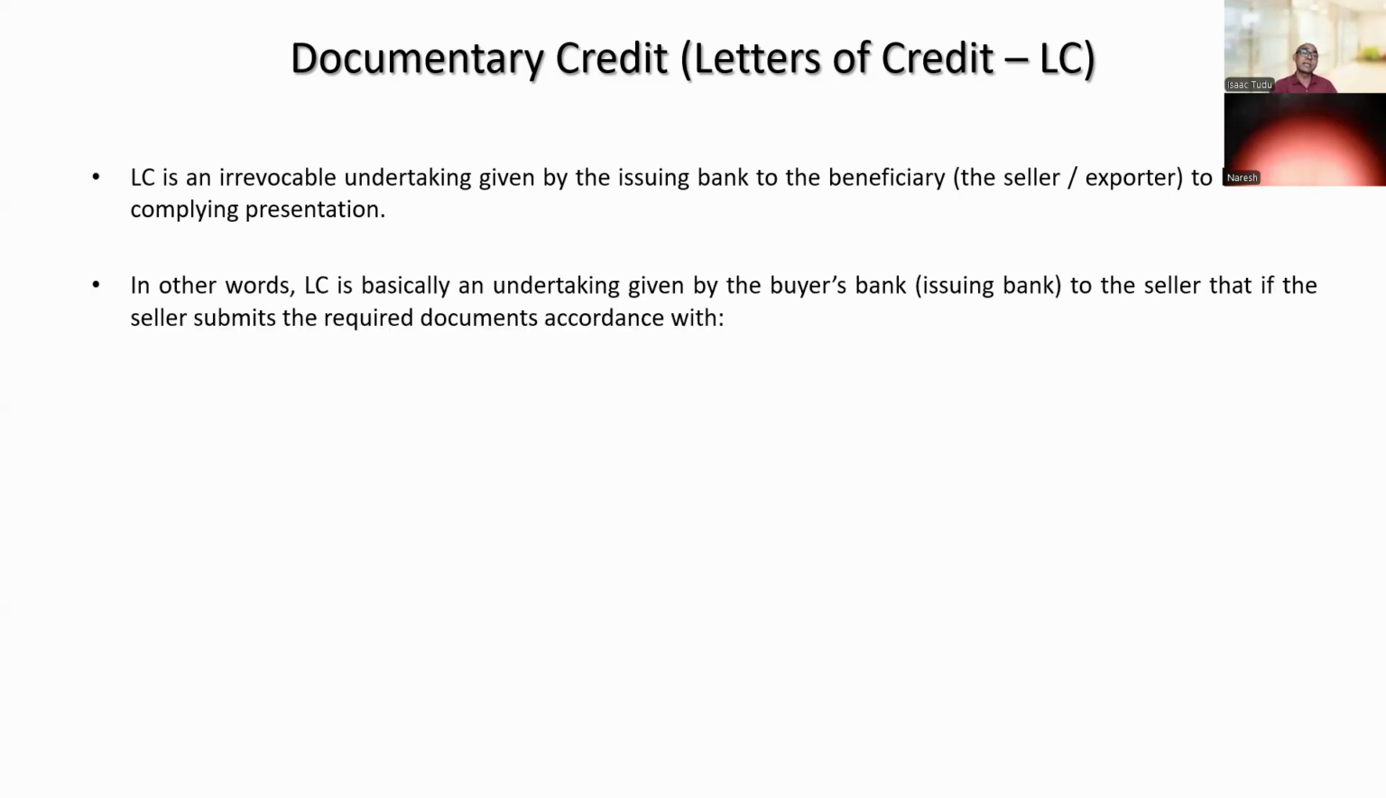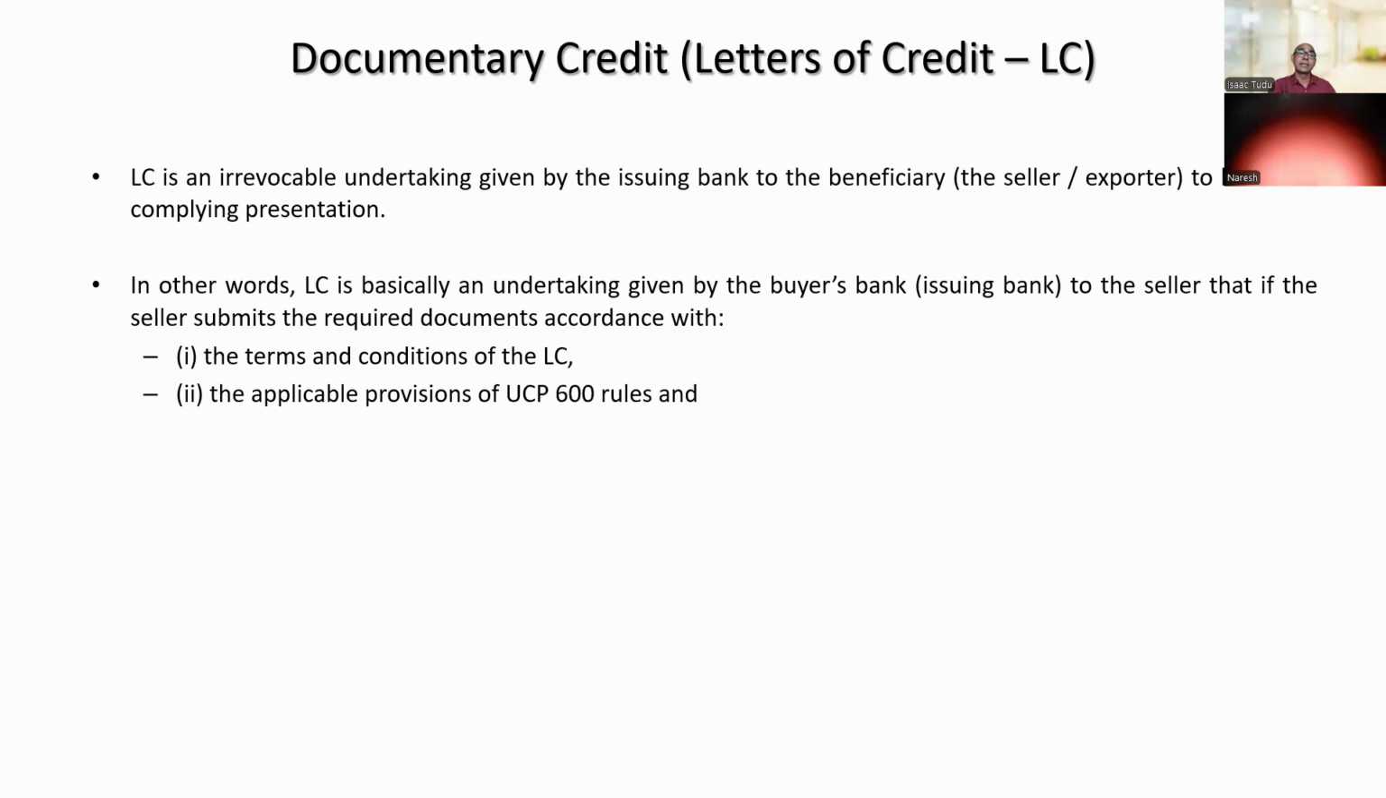Fine. So in a nutshell, you can say that, in other words, an LC is basically an undertaking given by the buyer's bank, meaning the issuing bank, to the seller that if the seller submits the required documents in accordance with the terms and conditions of the LC, the applicable provisions of the UCP 600 rules and international standard banking practice, then the seller will receive the payment. Nobody can stop it. Okay. But the only thing we need to understand is that when we receive the LC, we need to submit documents which are complying. Then only is our payment assured by the issuing bank, right?